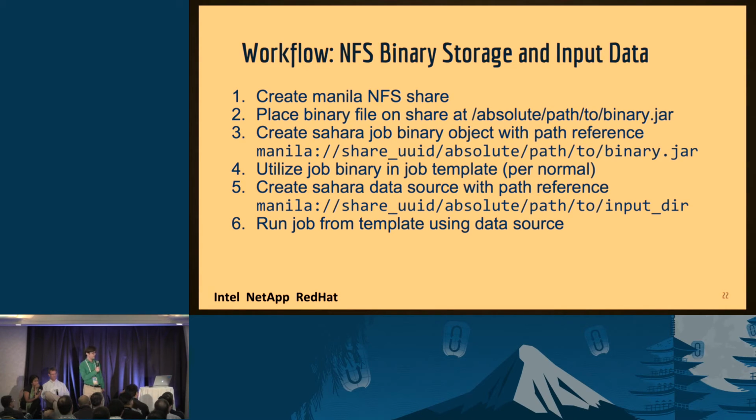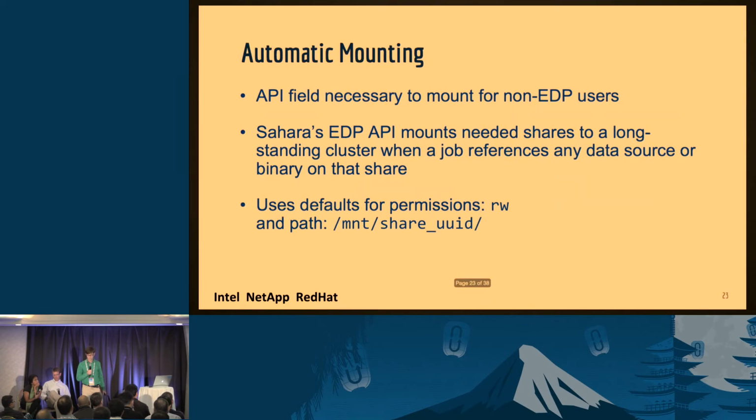You utilize that job binary in your job template just as you have in the past. You can then create a Sahara data source using the precise same URL structure, pull it in, and it runs a job from the template using that data source and that binary.